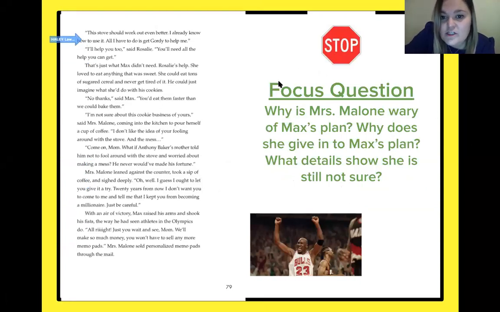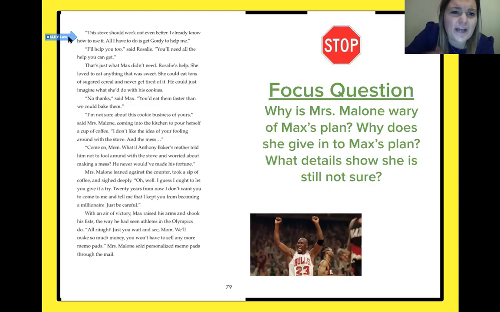So a focus question for this page is, why is Mrs. Malone wary of Max's plan? So she's nervous about his plan. Gotta figure out why. So why does she give in to Max's plan? Oh, so we kind of got a little spoiler alert. So she is gonna let him do his plan, but let's see what happens.